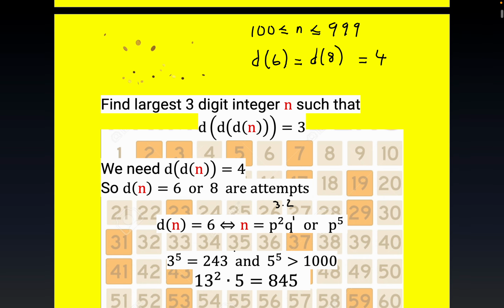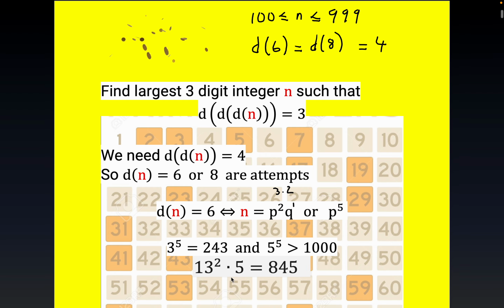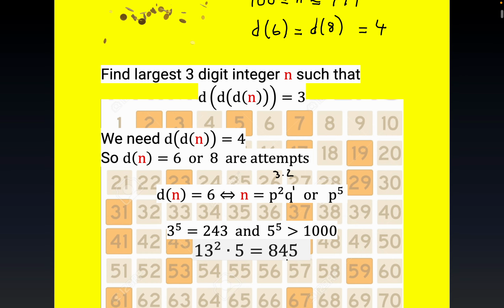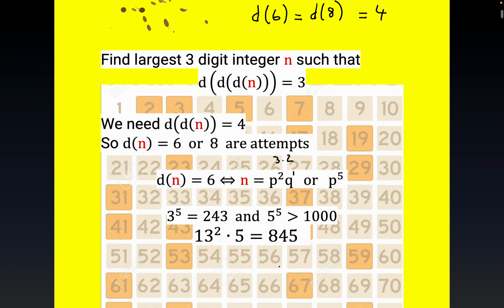Now, this is the first one I thought of. It's a pretty large 3-digit number, and it's in this form right here, folks. It has 6 divisors, and it's 845, so that's getting close to 1,000. As far as the 5th power goes, 3 to the 5th is 243, and 5 to the 5th is just greater than 1,000, which is all we need to know. Now, this is quote large, but can we find a larger number?